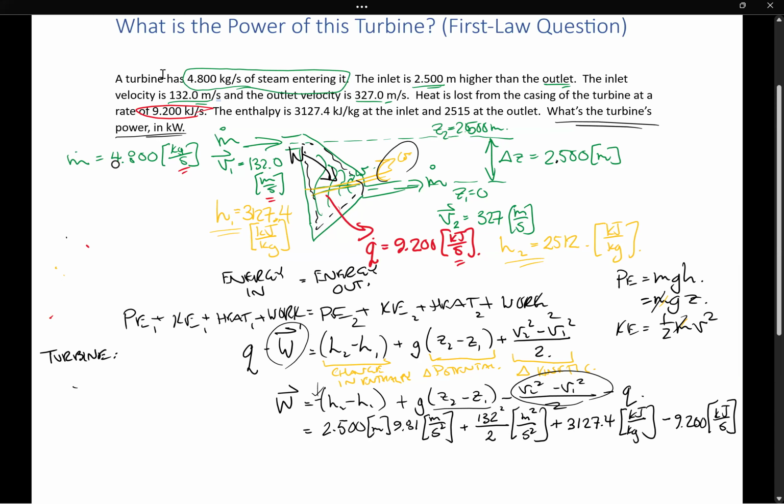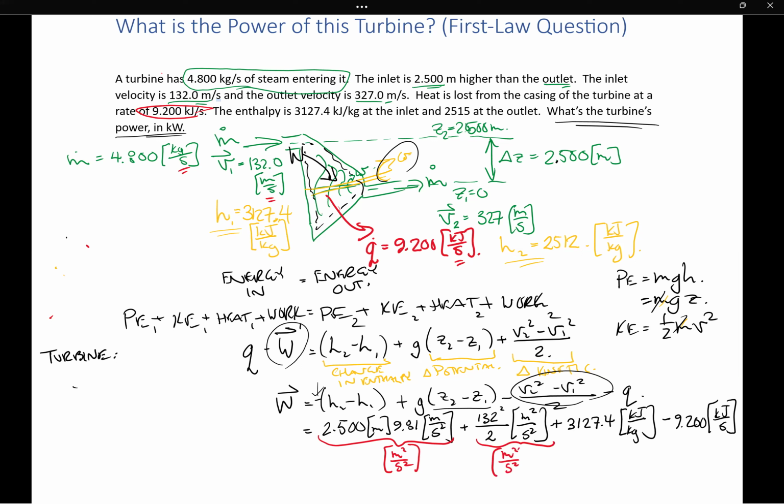So what I'm going to get from here is a meter squared per second squared. What I'm going to get from here is also a meter squared per second squared. Good. And then what I'm going to get from here is going to be a kilojoules. I already have a kilojoules per kilogram, but you're going to need to convert that into joules. So how many joules are in a kilojoule so that I can cross out kilojoules?